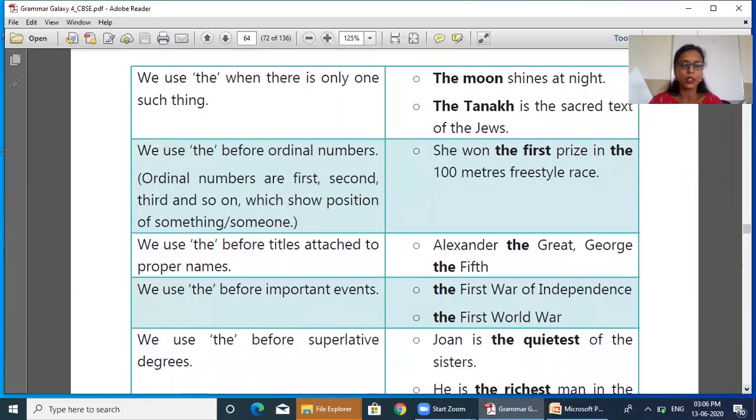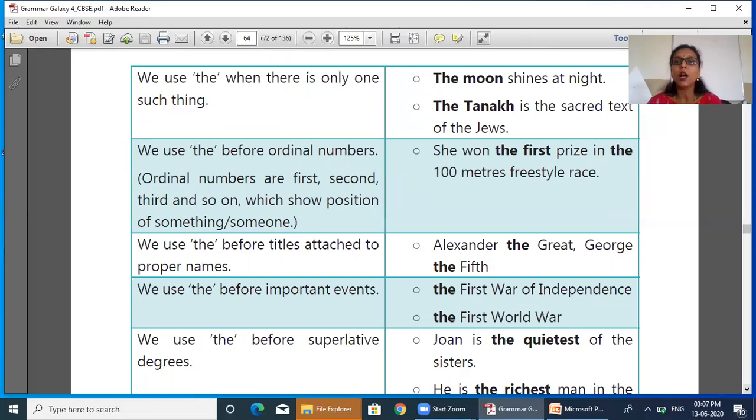Here they are. We use "the" when there is only one such thing, one of a kind, like the moon, the star, right? They are one of a kind. The moon shines at night. So we know which moon we are talking about. There is only one moon.